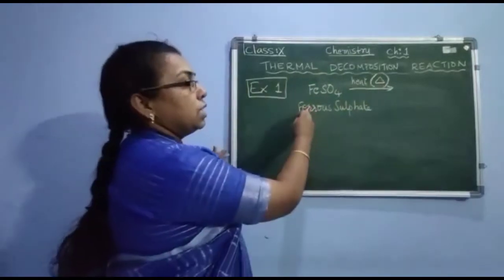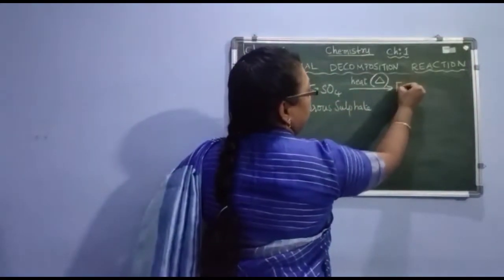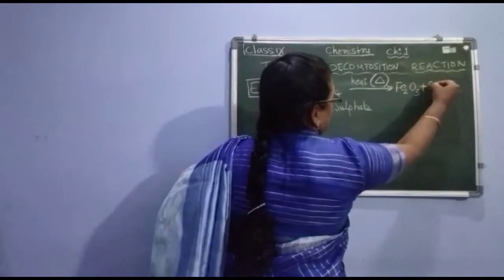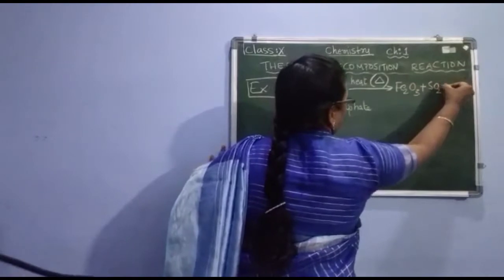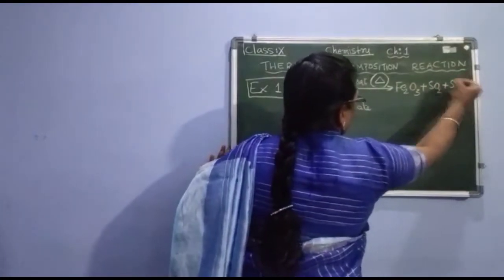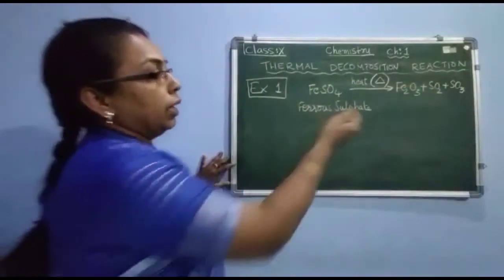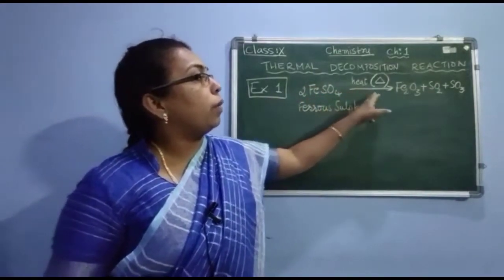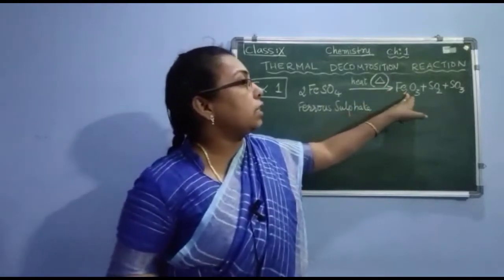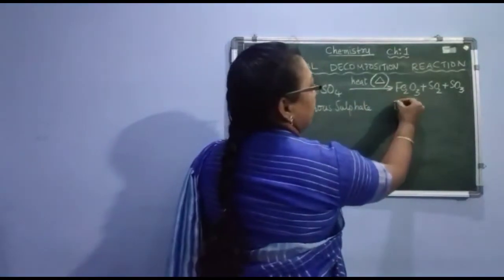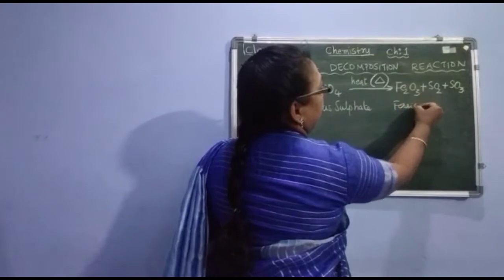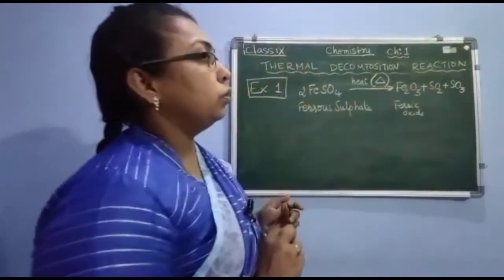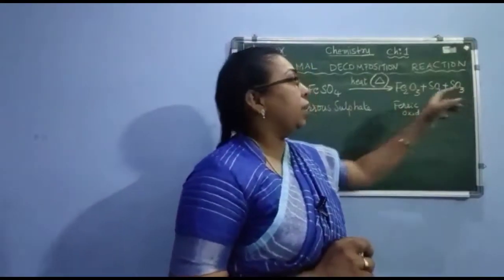Now, when we heat the ferrous sulfate, we will get Fe2O3 plus SO2 plus SO3. Again, balance the equation: 2FeSO4. When I heat, I'll get ferric oxide plus SO2 and SO3.